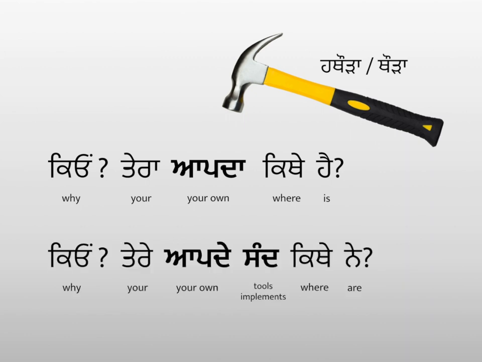Or you can say, kyun, tere avde sand kithe ne? Sand is tools or implements. Kithe ne, where are your own tools? So we're saying avda or apna in this case because we're trying to emphasize the fact that you should have your own stuff. So you can say this, or you can say kyun tera apna kithe hai, or kyun tere apne sand kithe ne. So you can say avda or apna. It's the same exact thing.